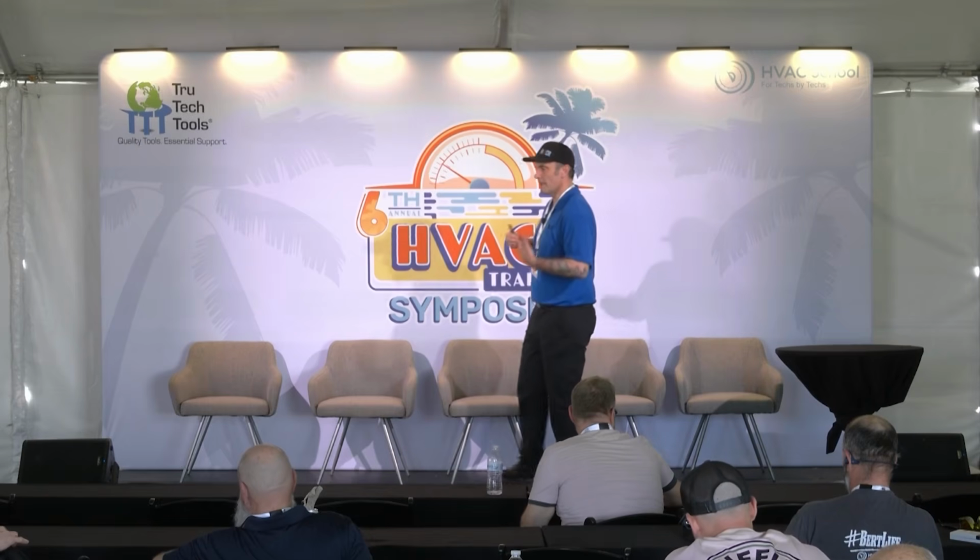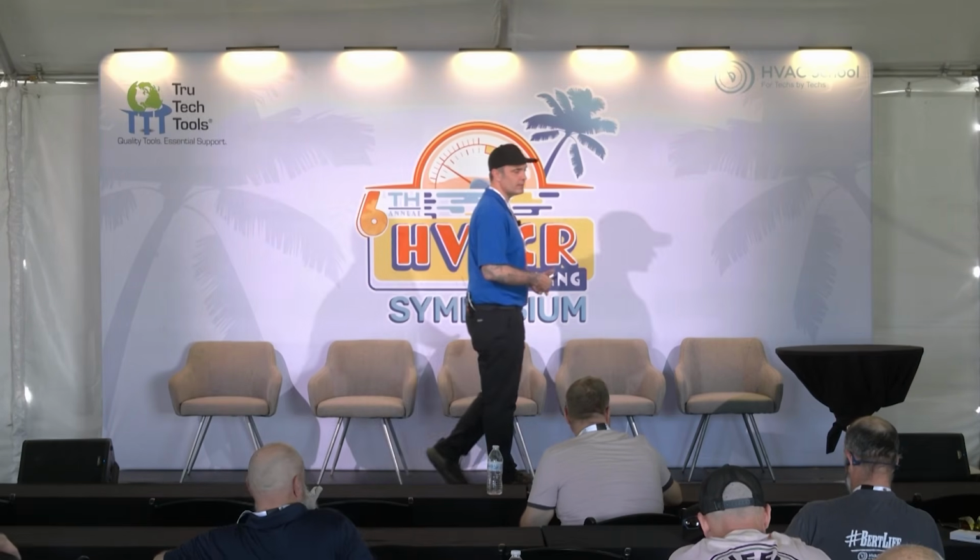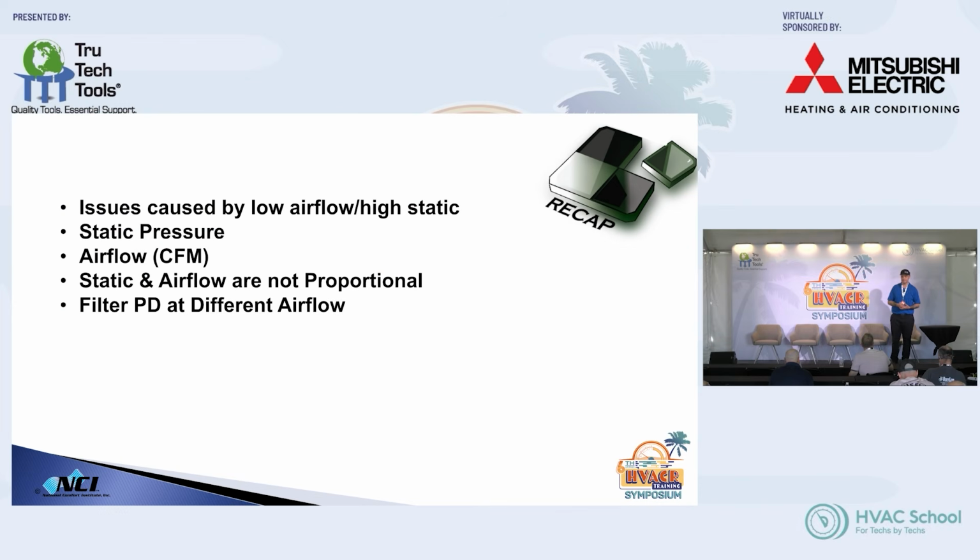I know a lot of times we badmouth equipment, we badmouth manufacturers, it's a piece of junk, this Carrier, this Trane, this Lennox, whatever it is. But if we're not paying attention to how the equipment is operating and under what conditions, we're going to continue having the same recurring problems over and over again. So yeah, we looked at filter pressure drop at different airflows, evaporator coil pressure drop, and all the different scenarios.